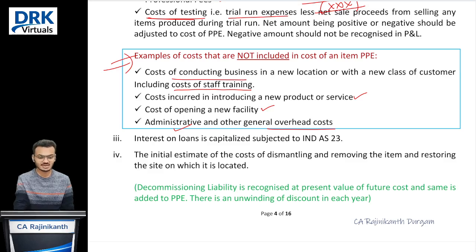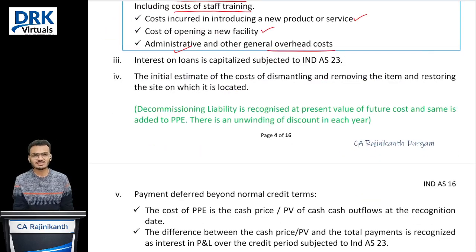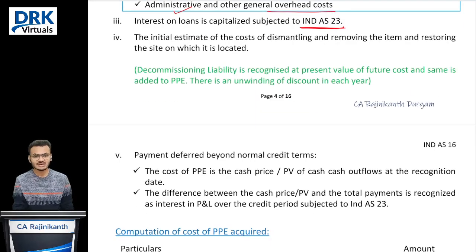If our asset is financed by a loan, obviously we incur interest cost, correct? So if that interest cost is eligible for capitalization as per Ind AS 23 borrowing cost, we can capitalize it. Otherwise, we should not capitalize it. And the next one is restoration cost and dismantling cost. This is our future cost, correct?